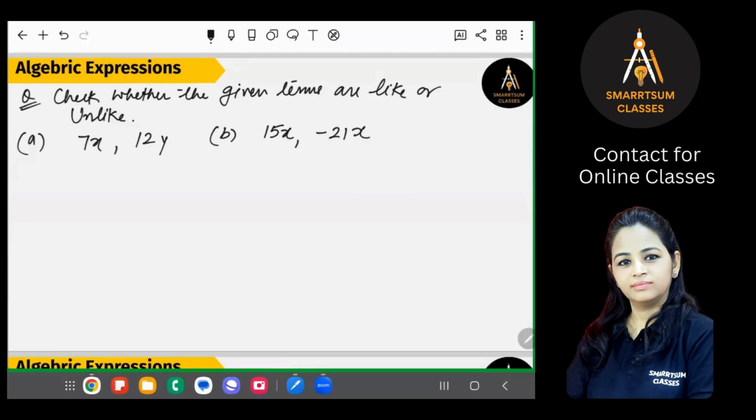Now, let's see how to find out whether the given terms are like or unlike. So look at this question. Check whether the given terms are like or unlike. The first part is 7x and 12y, right? So first, what we will do, we will find out the factors. What are the factors of 7x? 7 and x. Now, what are the factors of 12y? 12 and y. Is that clear?